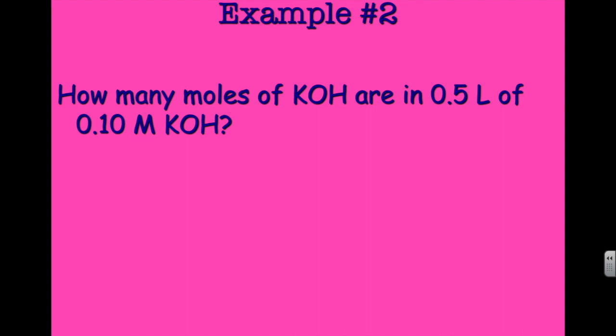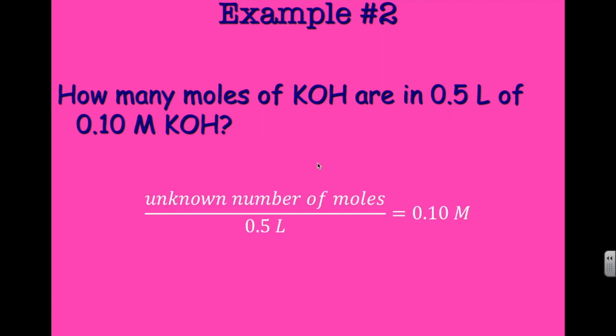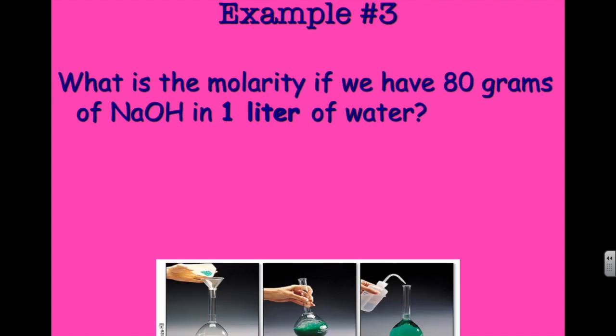So how many moles of KOH are in 0.5 liters of 0.1 molar KOH? Well, we have an unknown number of moles here, and then we have 0.5 liters, and we have 0.1. Now you should be able to manipulate the math enough to know that you need to multiply both sides by 0.5 to find your number of moles, and it's going to be 0.05 moles of KOH.